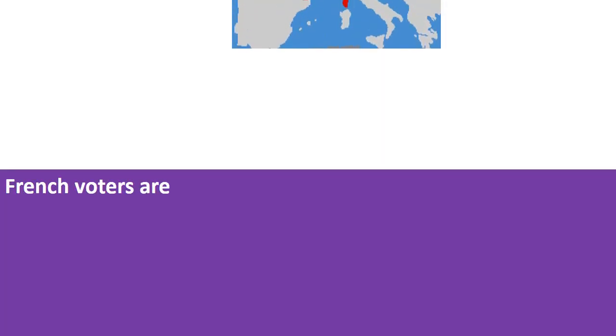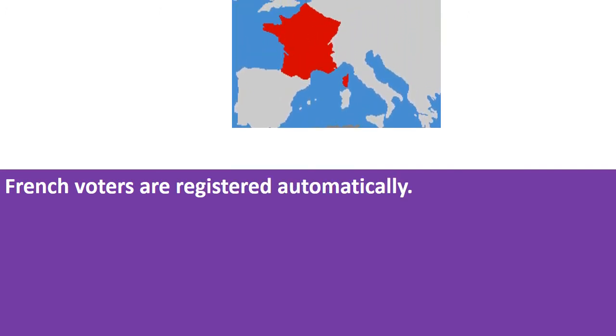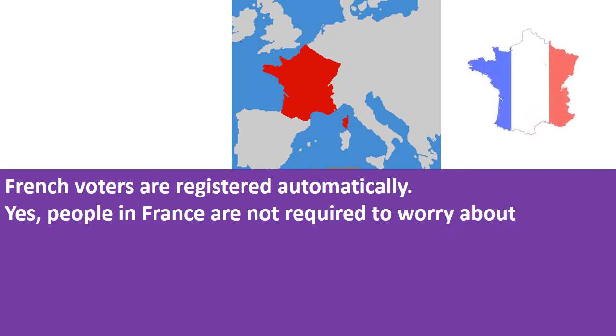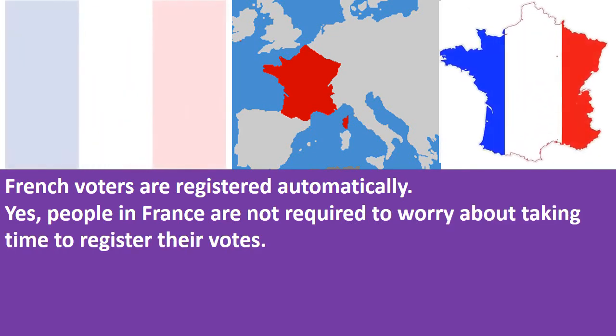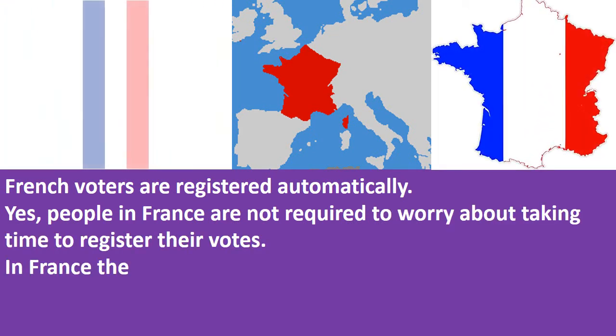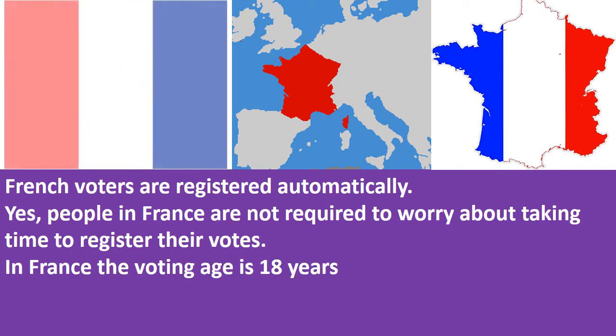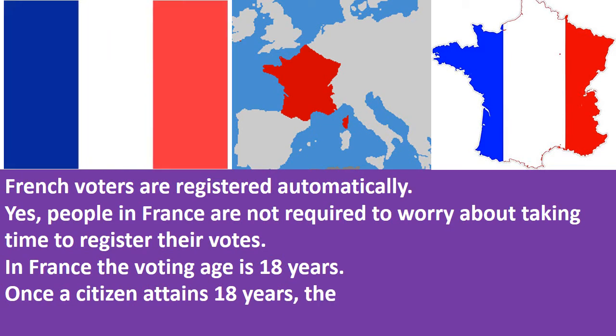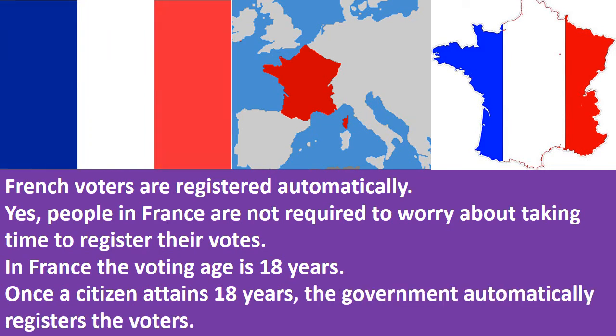French voters are registered automatically. Yes, people in France are not required to worry about taking time to register their votes. In France, the voting age is 18 years. Once a citizen attains 18 years, the government automatically registers the voters.